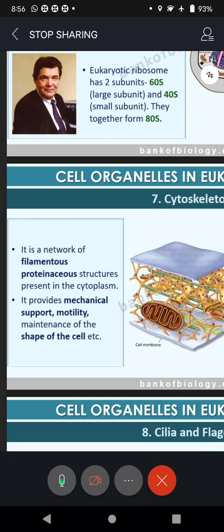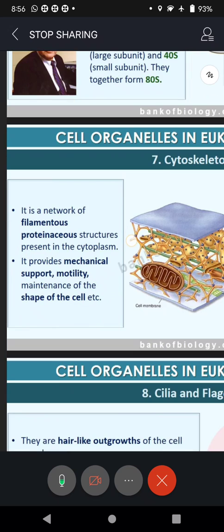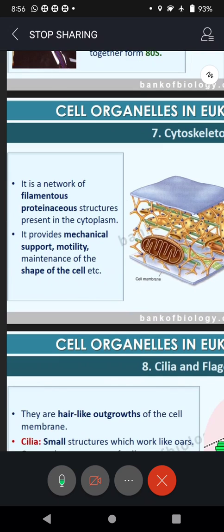And how do they help the cell by being present? They provide mechanical support, motility, meaning movement, and maintenance of the shape of the cell. Three things they are doing. One is they are giving mechanical support. Second, they help in movement of materials. Third, they give shape to the cell.